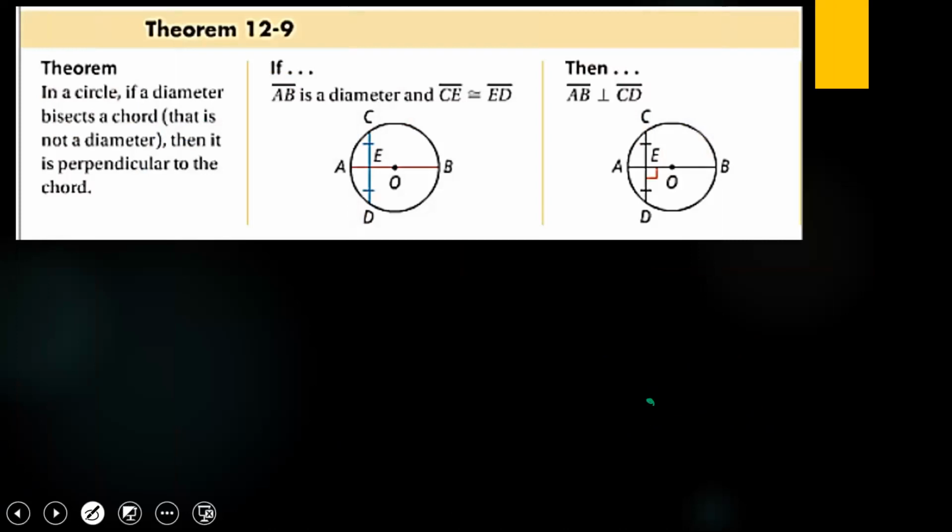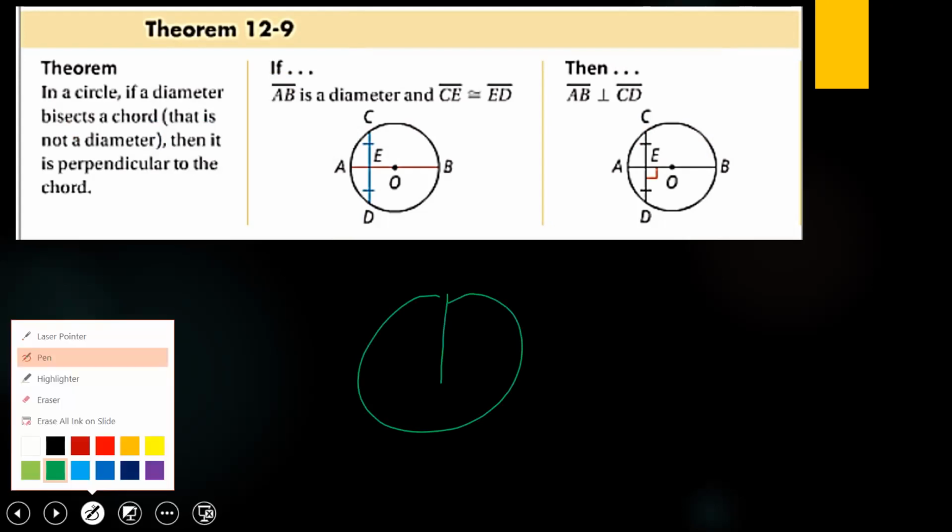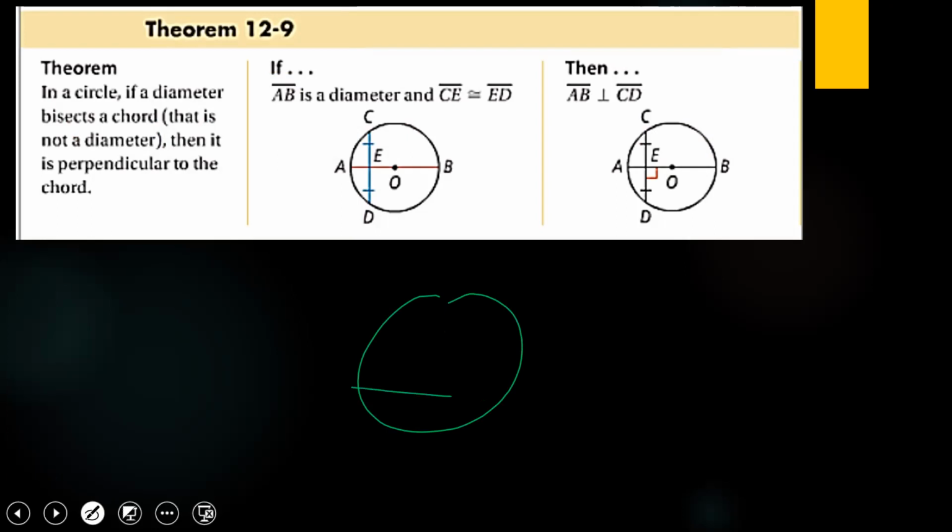And in Theorem 9, if AB is a diameter and it cuts any chord into two equal halves, then this diameter must be perpendicular to it. As an example, say this is A, B, and C. If AB here, as you see, is not equal to BC, then this is not a diameter, because it is perpendicular but doesn't make them equal. So if AB is a diameter and cuts them into two equal halves, then they are perpendicular to each other.